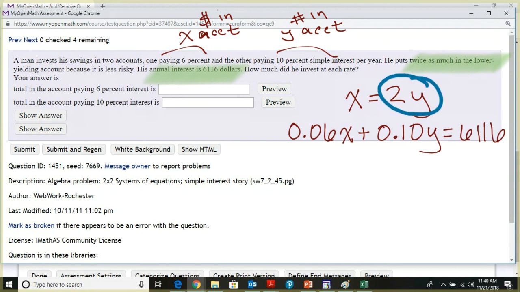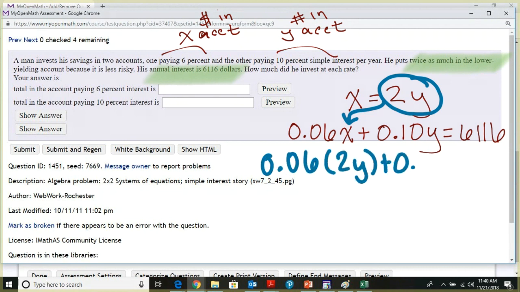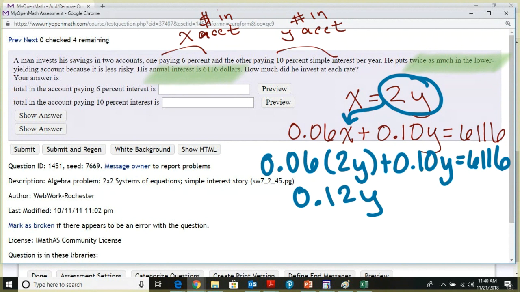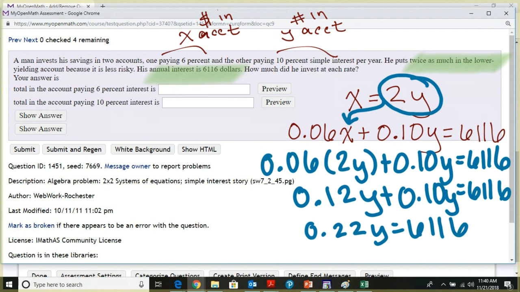So it says X equals 2Y. So I'm just going to plug that right in for this X value. So 0.06 times 2Y plus 0.10Y equals 6116. So 0.06 times 2 is going to be 0.12. And if we add those together, we're going to get 0.22. And now we'll just divide both sides. So 6116 divided by 0.22.